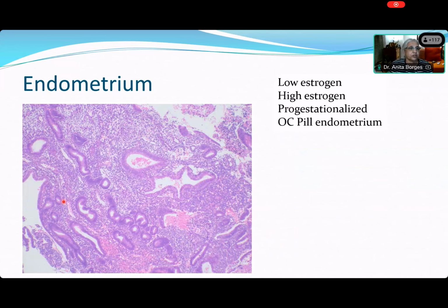Now, here is an endometrium. Low estrogen, high estrogen, there is progestationalization, and it is an OC pill endometrium. High estrogen. Yes, everybody's getting the picture. Okay, there's absolutely no progesterone in this system. Unopposed estrogen, which is simple hyperplasia.